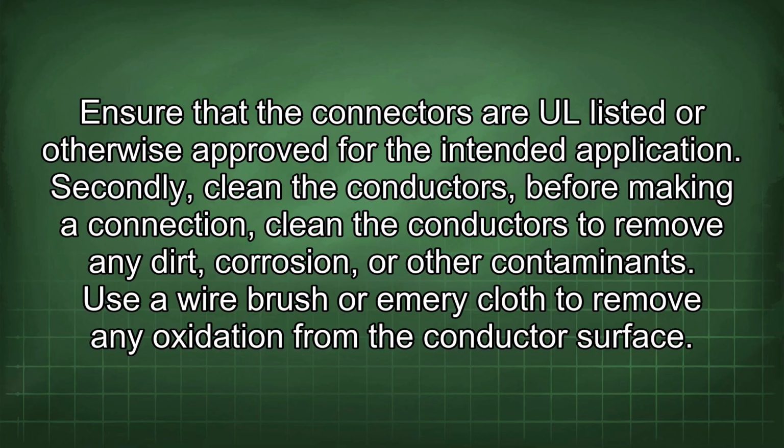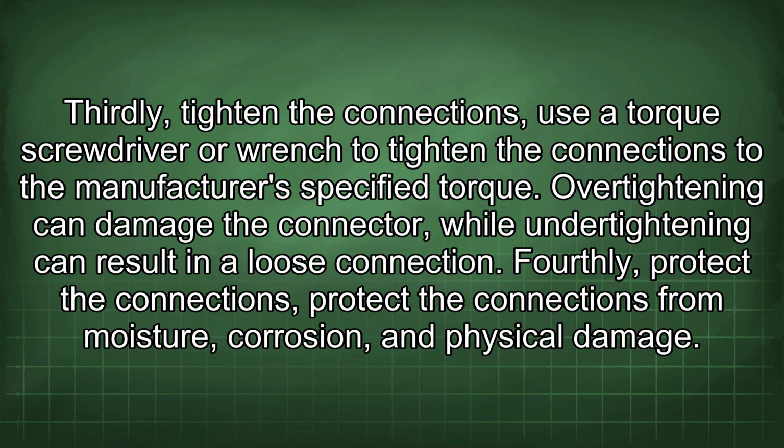Secondly, clean the conductors. Before making a connection, clean the conductors to remove any dirt, corrosion, or other contaminants. Use a wire brush or emery cloth to remove any oxidation from the conductor surface. Thirdly, tighten the connections. Use a torque screwdriver or wrench to tighten the connections to the manufacturer's specified torque. Over-tightening can damage the connector, while under-tightening can result in a loose connection.